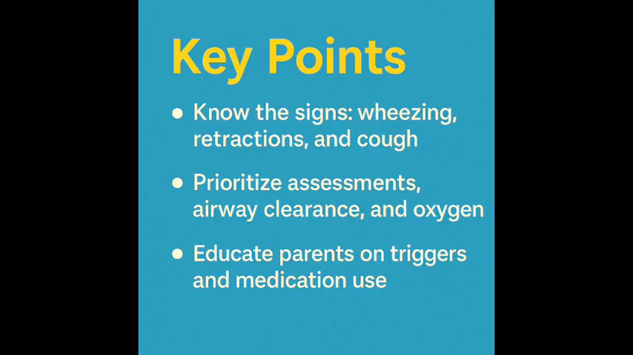Right. Things like esophageal atresia, EA, and tracheoesophageal fistula, TEF. These are malformations where the esophagus doesn't form completely, and there's often an abnormal connection, or fistula, between the esophagus and the trachea. What are the warning signs for EA/TEF?